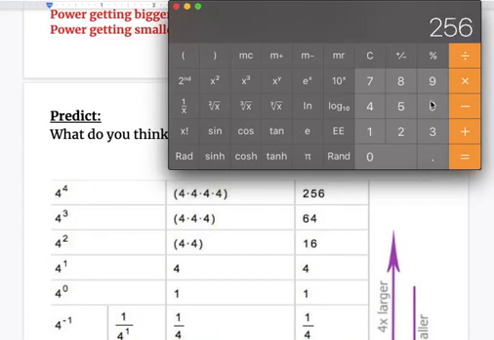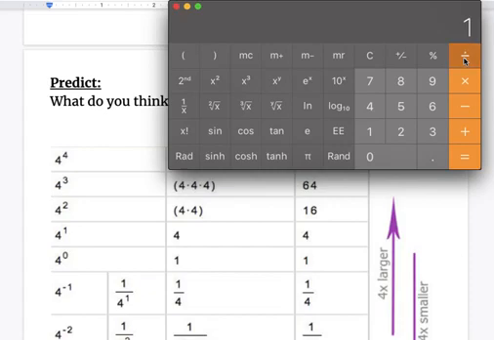So starting with 256, we divided by 4 to get to 64. 64 divided by 4 was 16. 16 divided by 4 was 4. 4 divided by 4 is 1. And here's where we get to the tricky part. We're going to continue the pattern, but it doesn't make it into a negative number. We're just dividing it by 4 further. So 1 divided by 4 is the same as 0.25 or 25 hundredths.